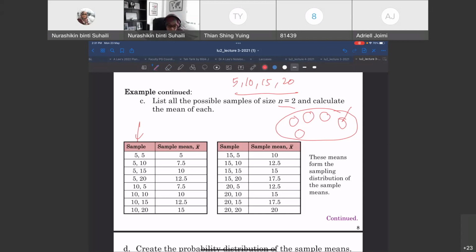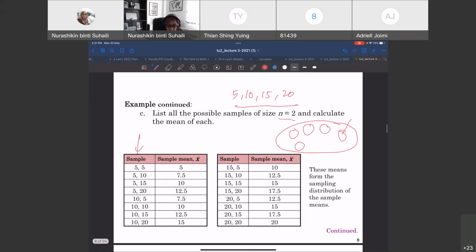The order of the data matters. For example, we have 5, 10, and there is also 10, 5. Although the values are the same, the order is different, so you have to consider it as a different combination, a different sample. Those are the possible samples from the population. You just choose 2 because the question asks n equal to 2. Then calculate the mean of each.